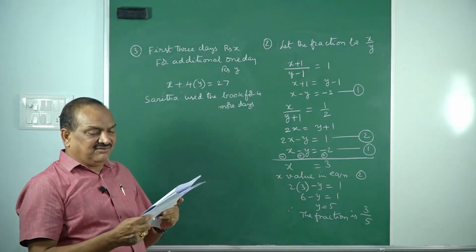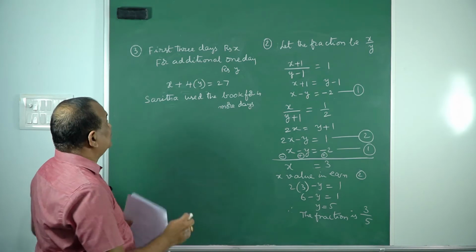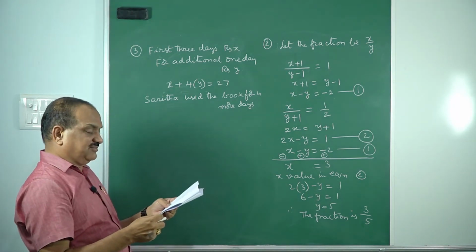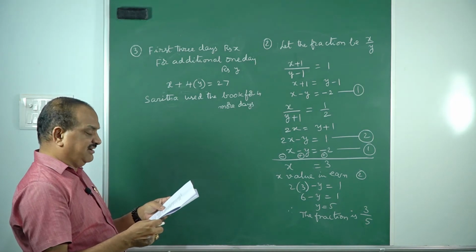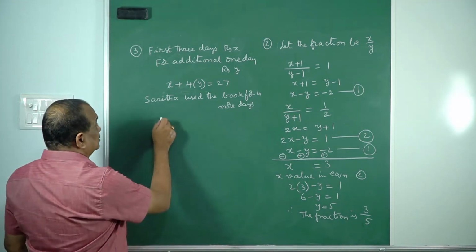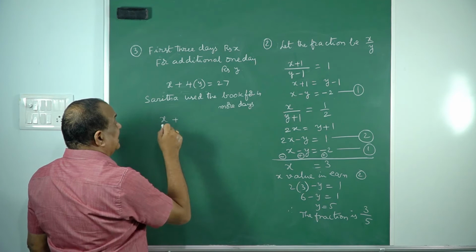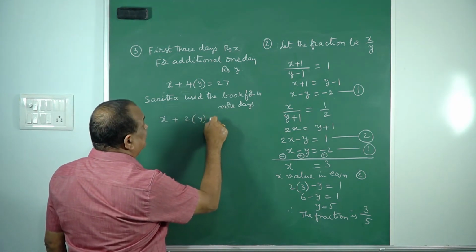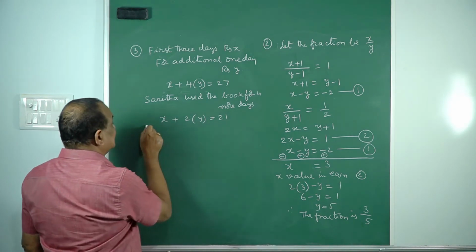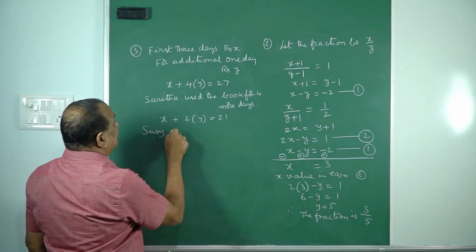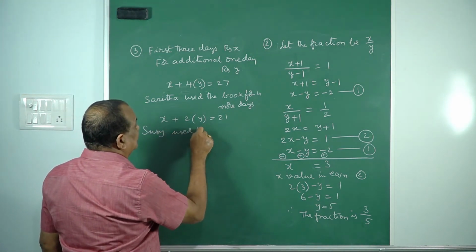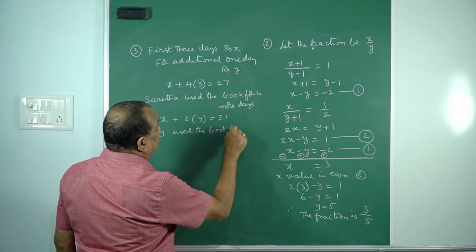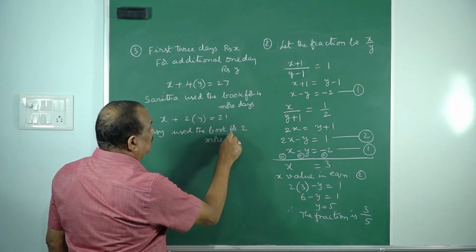And in case of another, Susi, she said she used the book for 5 days. She paid 21 rupees. So for the first 3 days x and additional 2 days. So she paid 21, because Susi used the book for 2 more days.